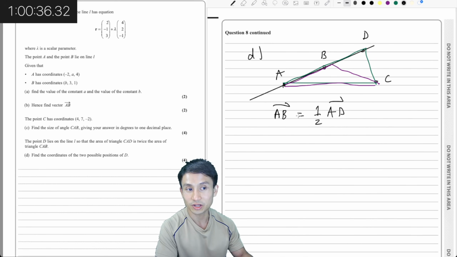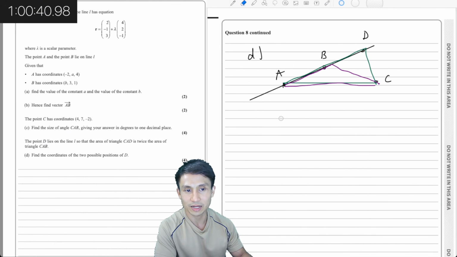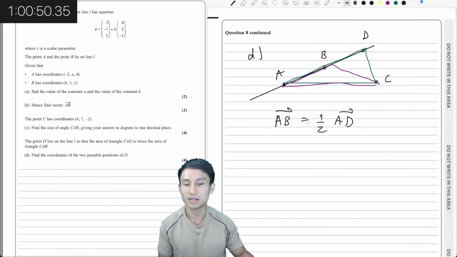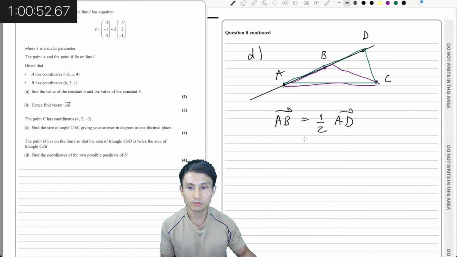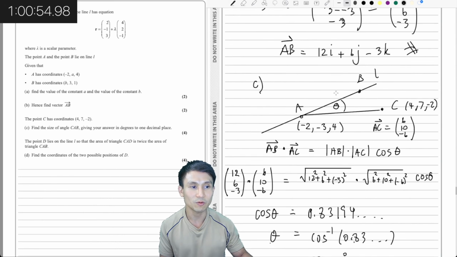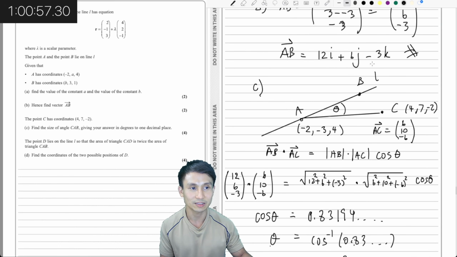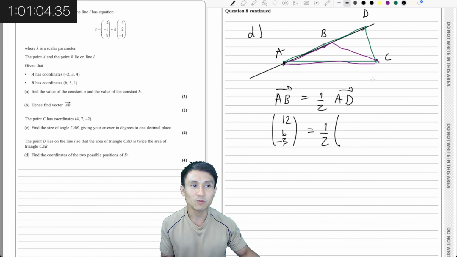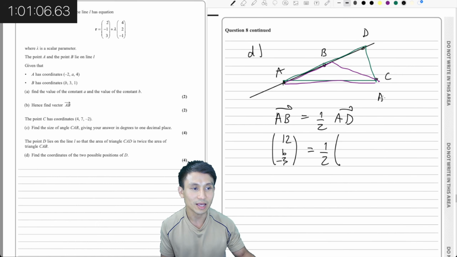So we can do the magnitude here. Or we can just do the vector. Actually, we should do the vector. So they are parallel and AB is just half of AD to make it half the area. But we already know AB, that's good. So AB is 12, 6, and minus 3 here. So 12, 6, and minus 3. It's going to be equal to half. Well, AD we don't know yet, but AD is D minus A.